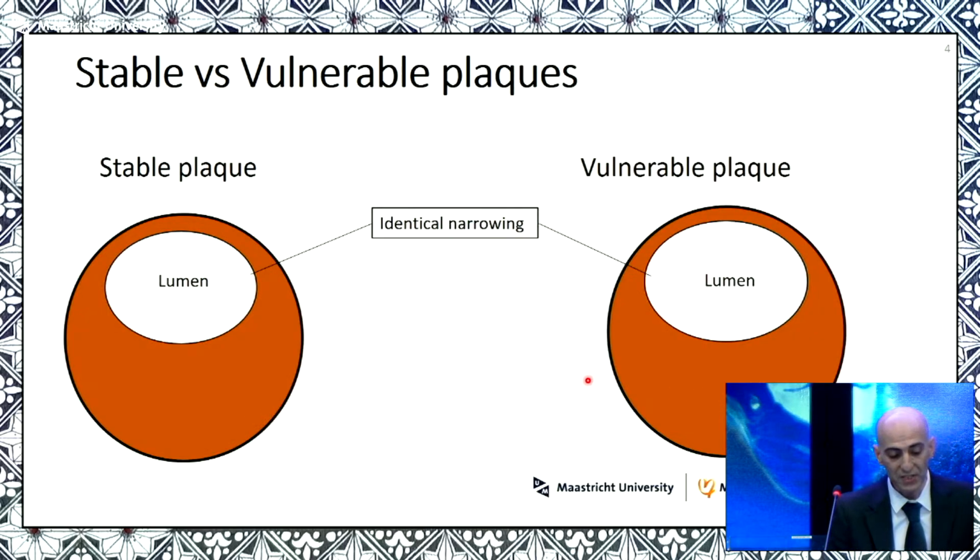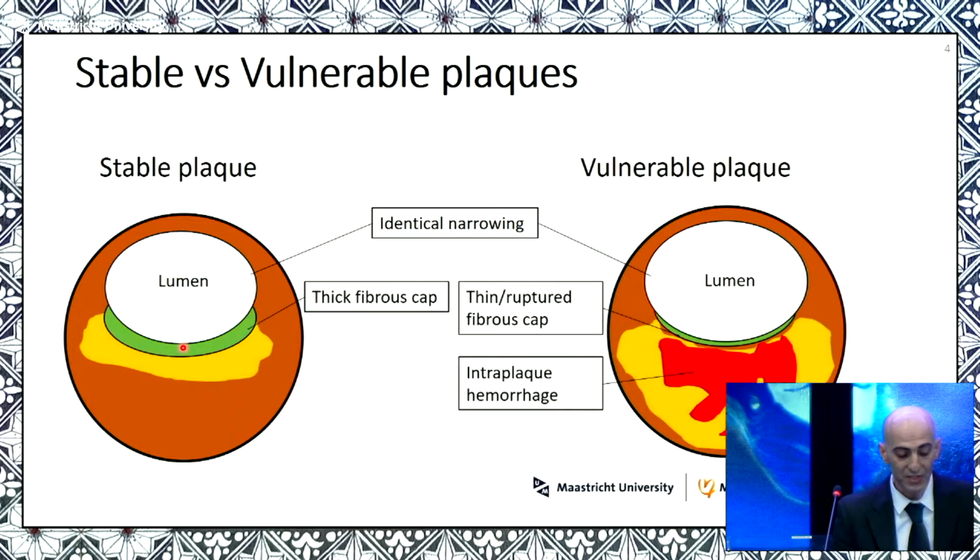Now, if we look at these two arteries, we should treat them the same because they have the same degree of narrowing. However, under the microscope, we can visualize different features that differentiate between stable and vulnerable plaque. These features include a thick fibrous cap in the stable plaque, whereas in the vulnerable plaque, we can see a thin or ruptured fibrous cap. Also, there is intraplaque hemorrhage in the vulnerable plaque and a large lipid pool.